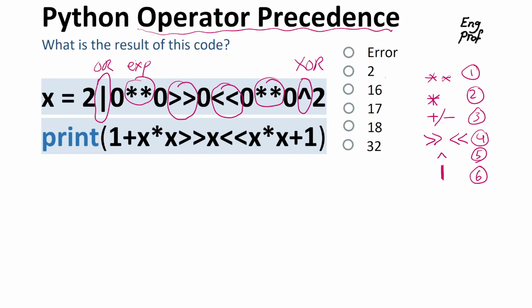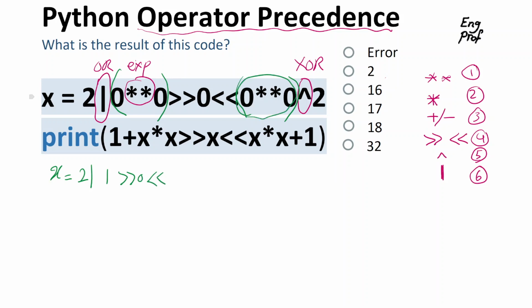So we have to first deal with the exponentiation, where there are parentheses like this. 0 to the power 0 is 1. So basically x is 2 or 1 bitwise shift 0 bitwise shift. Again, 0 to the power 0 is 1. So 1, and then exclusive or 2.